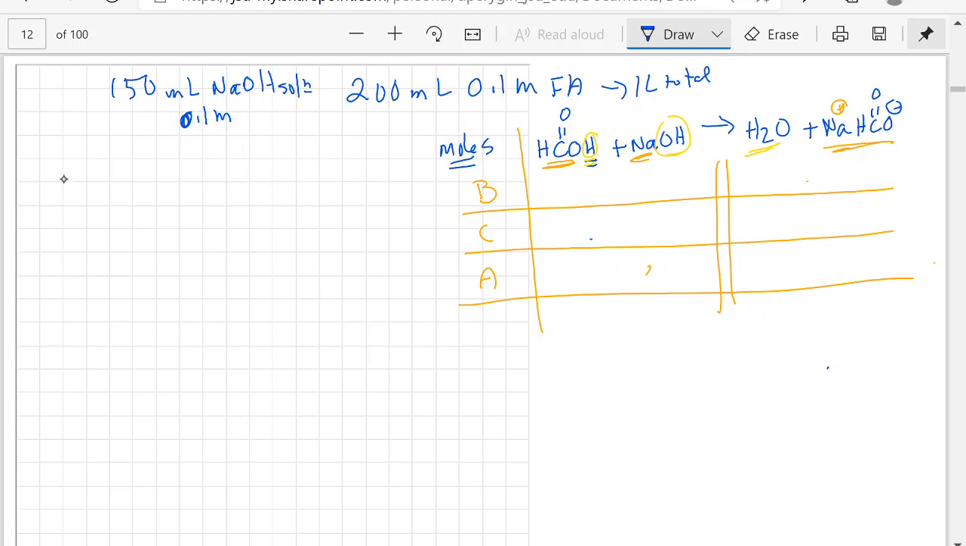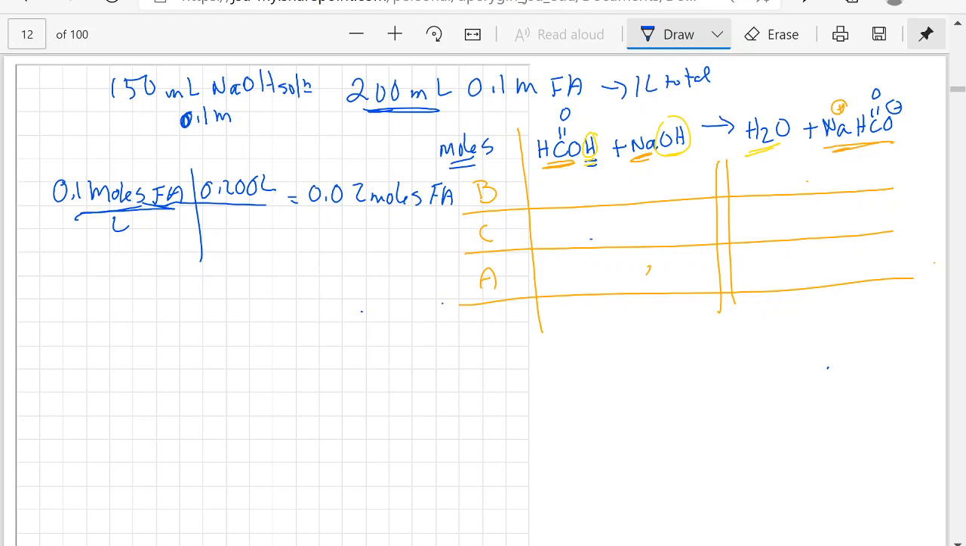So we need to find out how many moles. First of all, initially was added 0.1 molar, or let's say moles per liter, of formic acid. Now how do we get moles out of that? Because that's molarity, moles per liter. We know that 0.200 liters was put in because it was 200 milliliters of that formic acid solution, and that gives us 0.02 moles of formic acid.